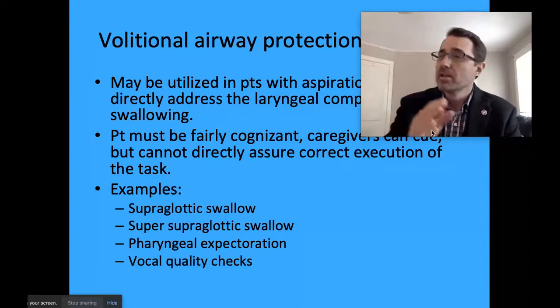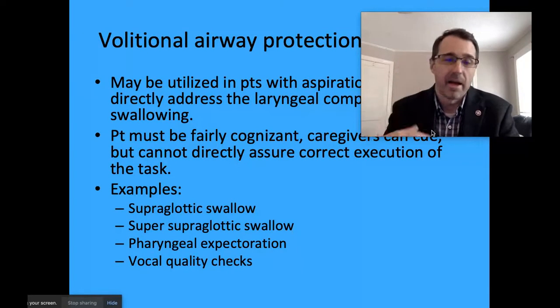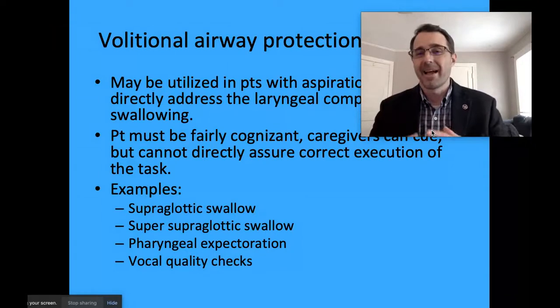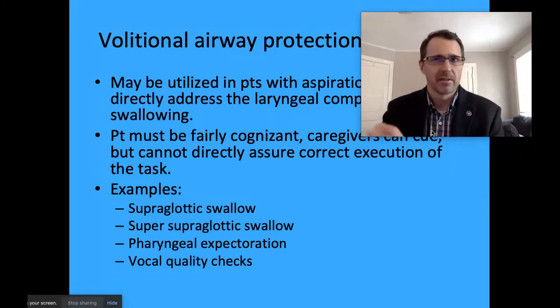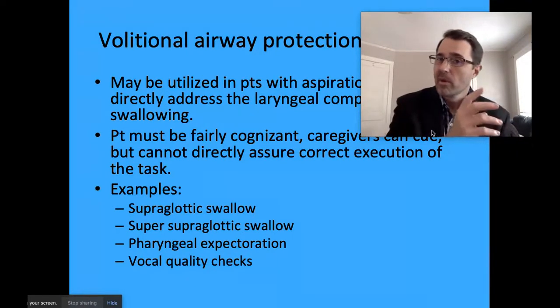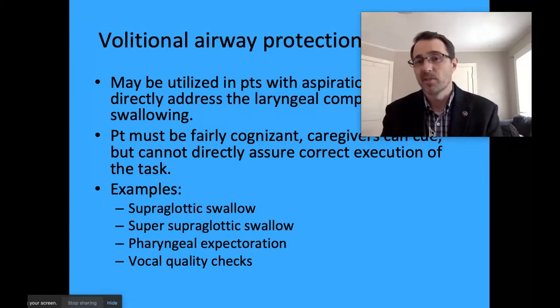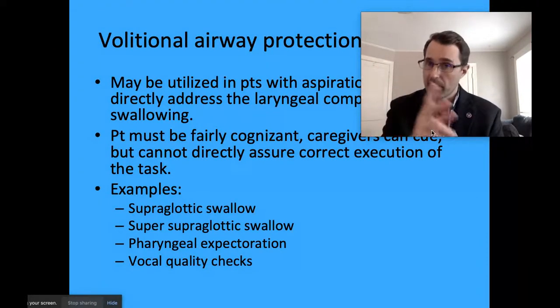And you can also teach your clients to do vocal quality checks on themselves, or you can teach the caregiver to do vocal quality checks on their loved one, which usually is going to look like this after the patient takes some liquid: either the patient independently checks the quality of their voice, to see if they can hear any wetness in their voice, or the caregiver is taught to elicit that from the client and check the client's voice if the client is unable to remember to do that himself.